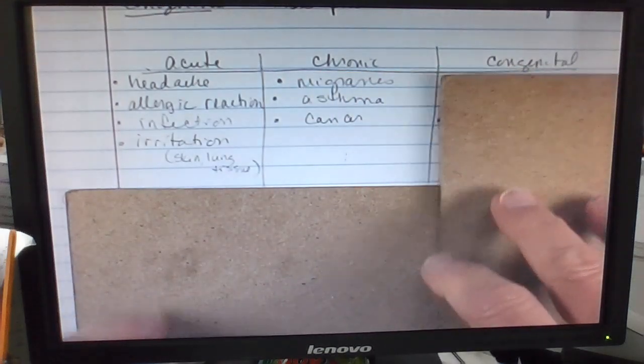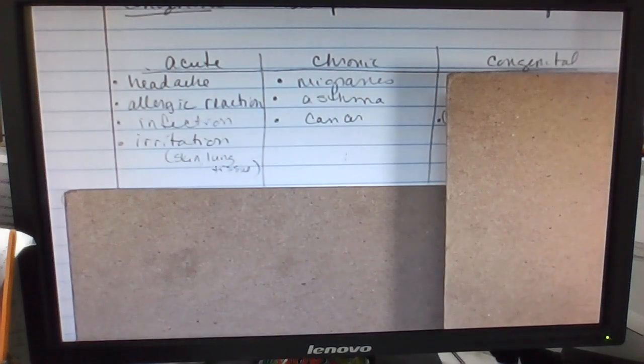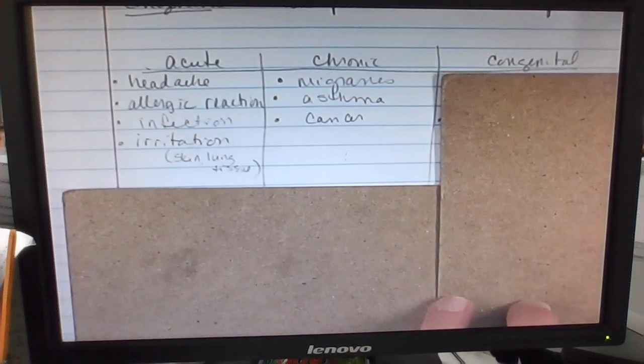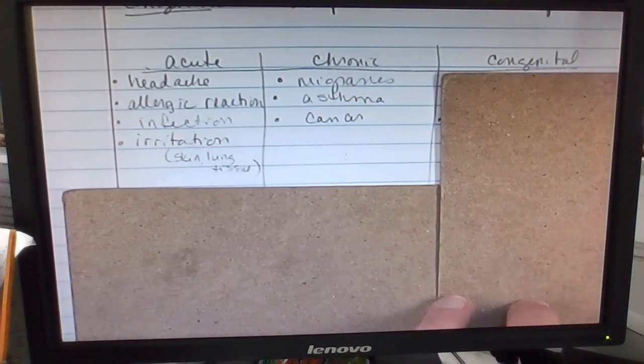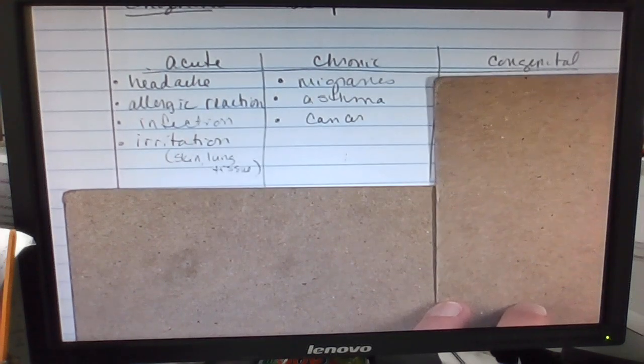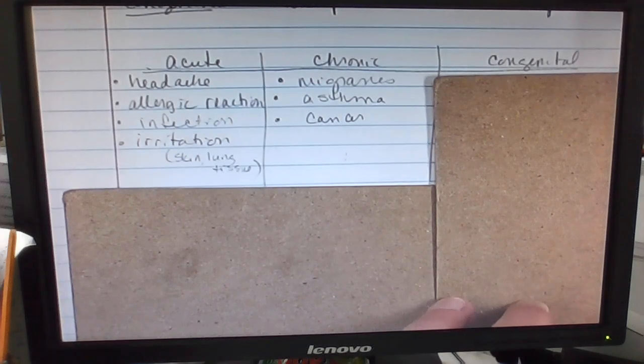Examples of chronic illnesses. So migraines, that's not a headache that you get. If you have migraines, then you know that you get them periodically, probably throughout long periods of time, if not through your lifetime. Asthma is a condition that we can treat and you can manage, but generally speaking, asthma is something that you have to deal with your entire life. And of course, cancer is a chronic illness. Migraines, asthma, cancer.